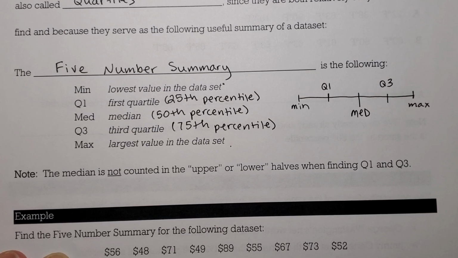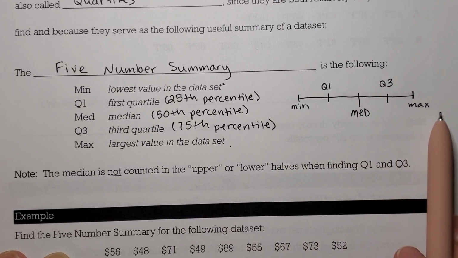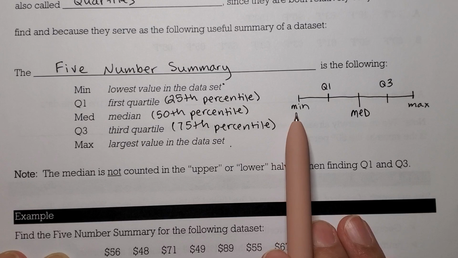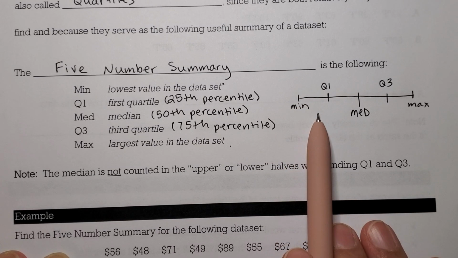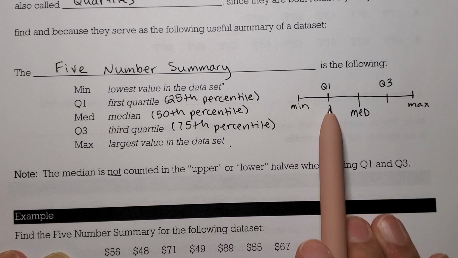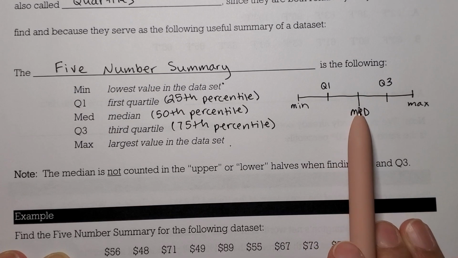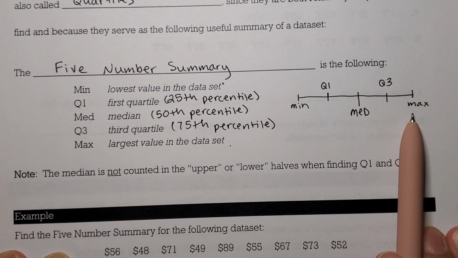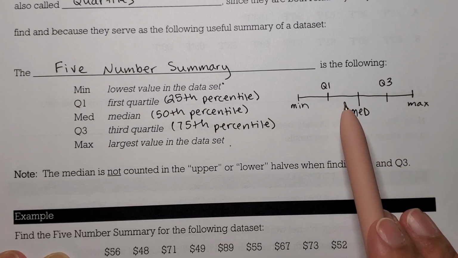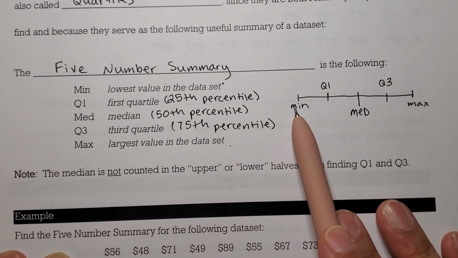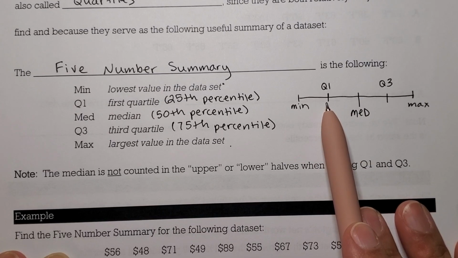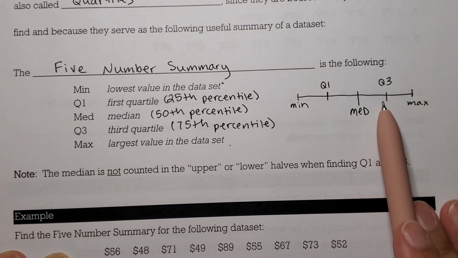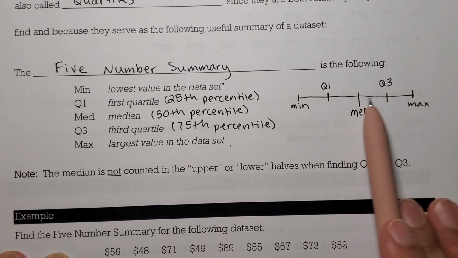So if you want to have a rough picture in your mind of what these 5 numbers are telling us, they tell us that 25% of the data basically lives between the minimum and Q1. 25% of the data is between Q1 and the median, and then 25% is between the median and Q3, and 25% is between Q3 and the maximum. Notice that when I drew this, the Q1 is halfway between the minimum and the median. So the Q1 is kind of like the median of the bottom half of data. And similarly, the Q3 is like the median of the upper half of data.